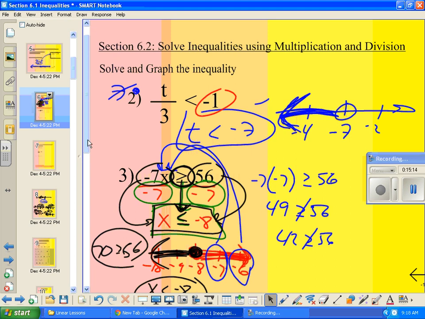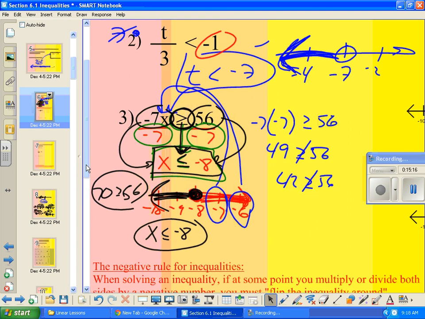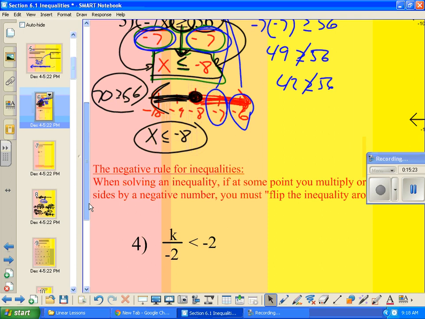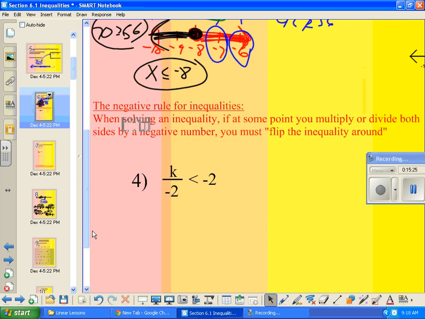The only time you have to change the sign, going back to this problem right here, is when I divided by -7. When I divide or multiply both sides by a negative number, then I have to flip the inequality around. If it was less than, it's now got to be greater than. If it was greater than, it's now got to be less than.